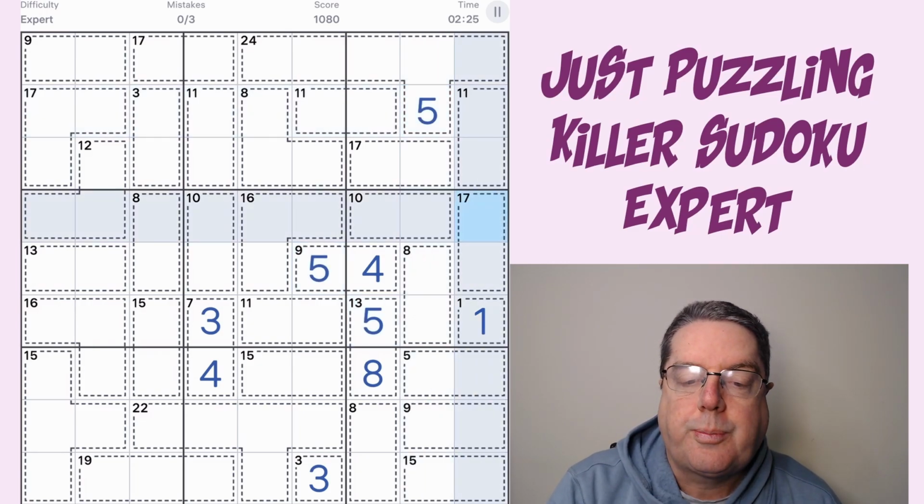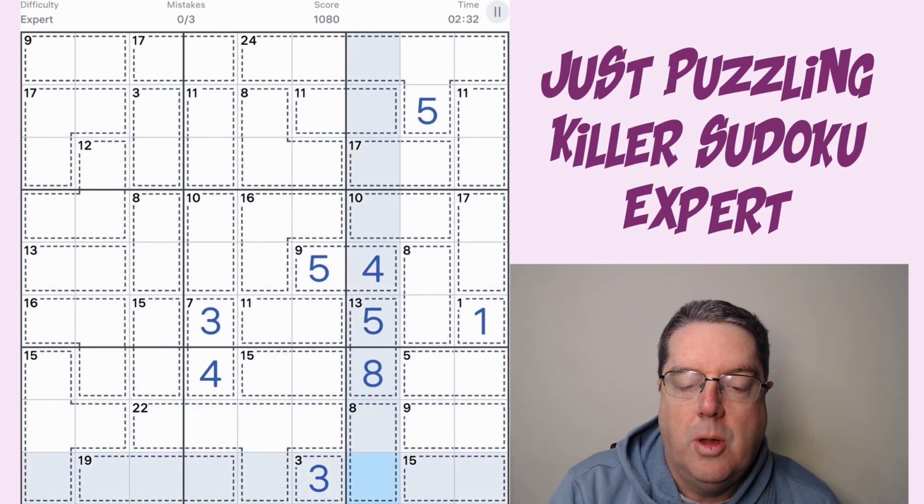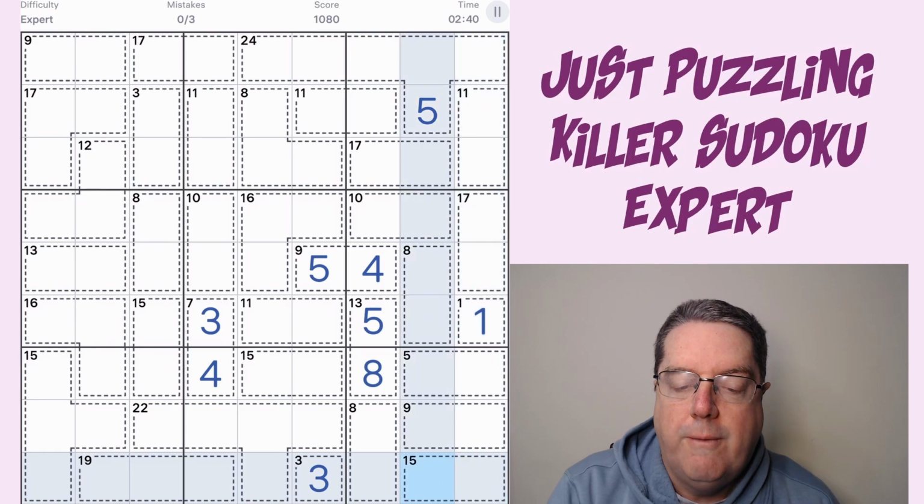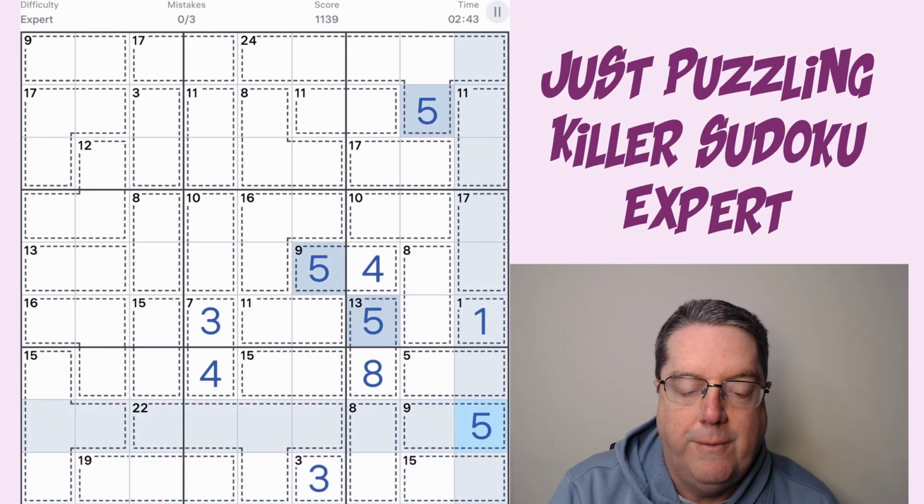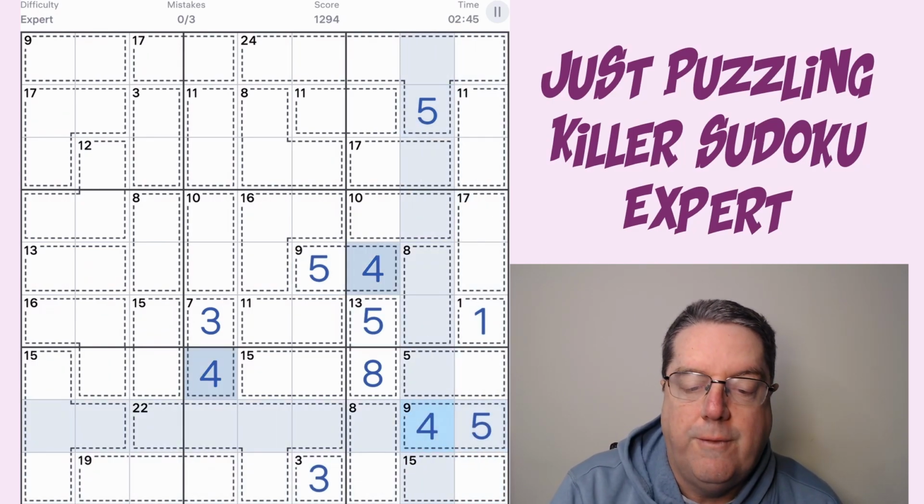So this is 8 and 9. So 5 can't be in this column. 5 can't be in this column. Now, interestingly, we agree that 5 is in this column, but 5 can't be in this row because 5 and 0 is not a typical solution. 5 and 10 is not a solution, so that must be 5 there, leaving that to be the 4.